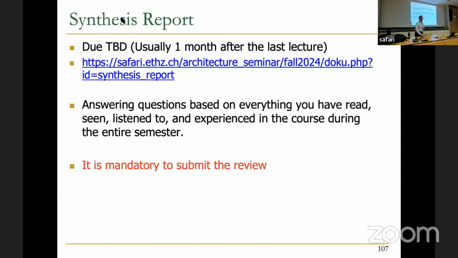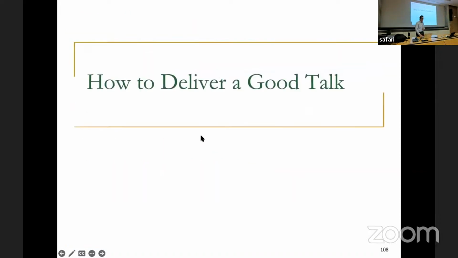So this report is usually due 1 month after the last lecture, so there's still a long time for this one. But these are essentially questions based on everything that you have seen, read, listened to, and experienced in the course during the entire semester. That's why it's called a synthesis report. You really synthesize the entire experience that you've had. And again, this is important to submit. Part of your grade will be determined by this.